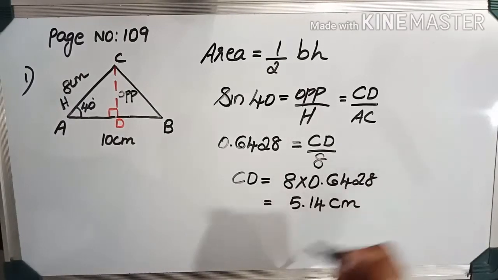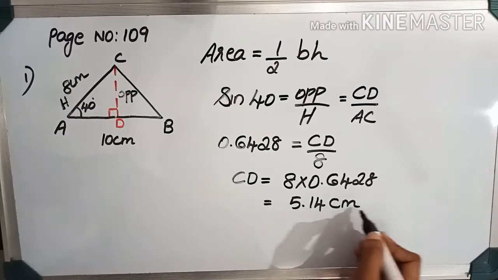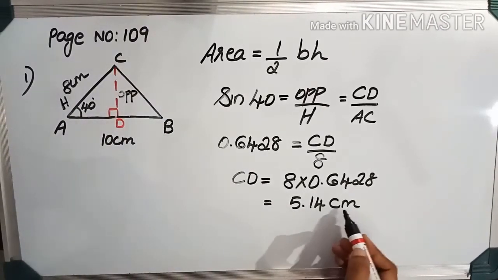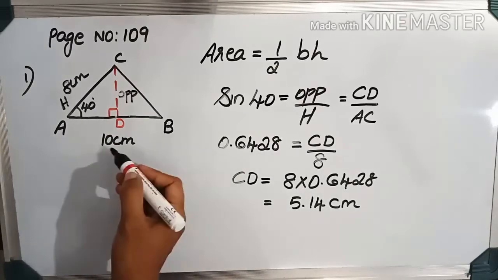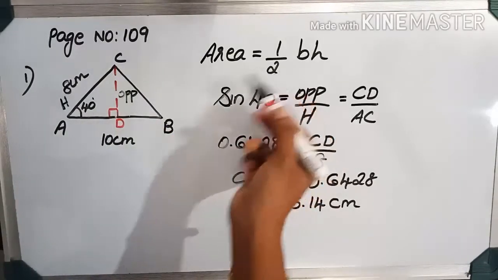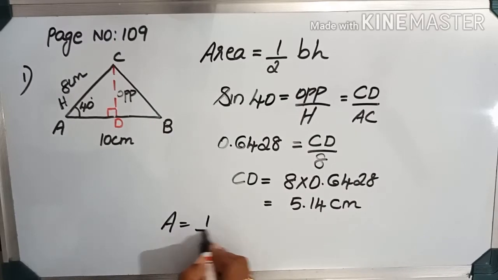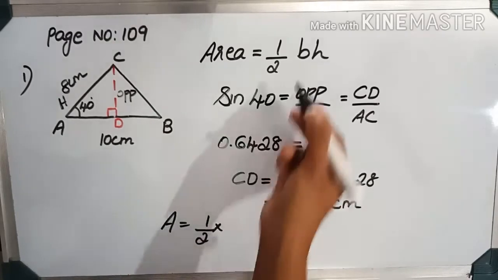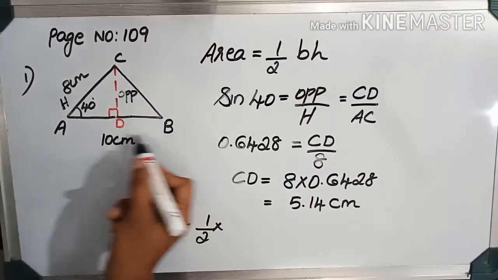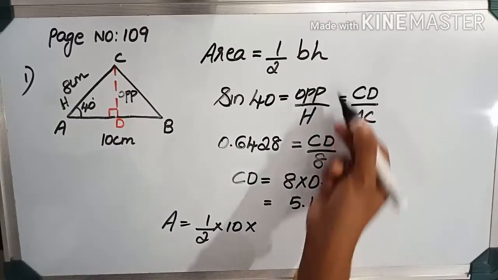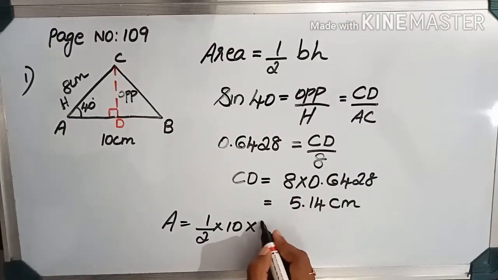Just try to do that. Anyway, you will get 5.14 centimeter as CD. That means height is 5.14 centimeter. Now we have base and height. Then we can find the area. So area equals half into base. Base is 10 centimeter. So 10 into height, which is 5.14.